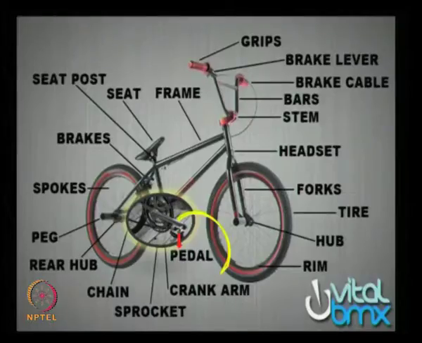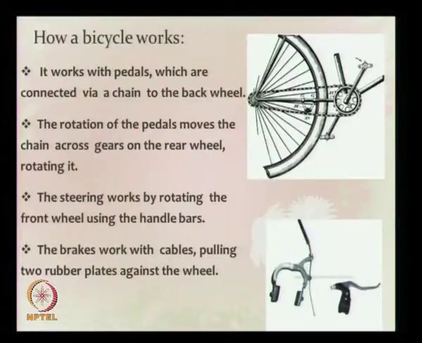And from this you can see the pedal and the crank arm clearly. Coming to the working model, the bicycle works with pedals which are connected by a chain to the back wheel. The rotation of the pedals moves the chain to the rear wheel by rotating it, and we can control the cycle steering by rotating the handle, and we can stop the cycle by applying the brakes which are connected with cables to the rubber plates.